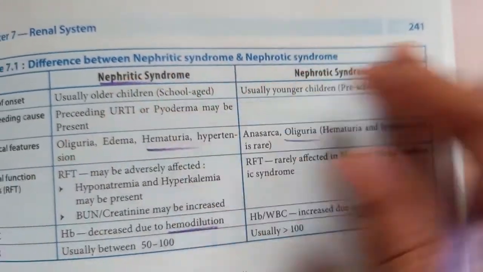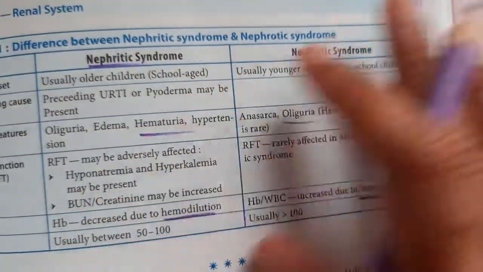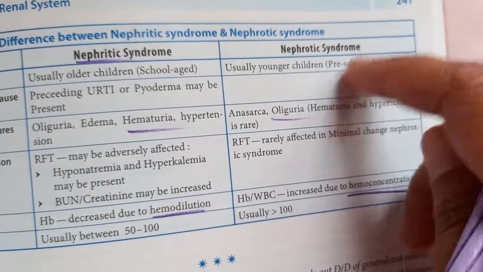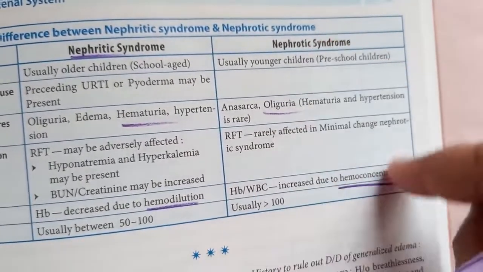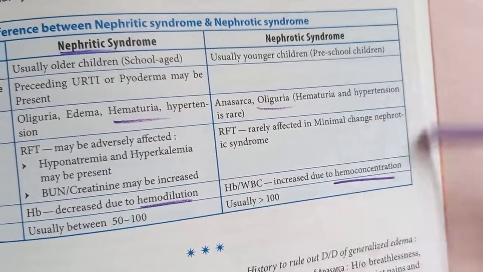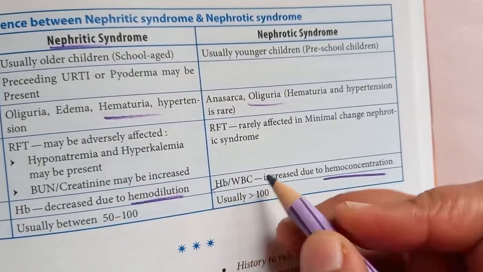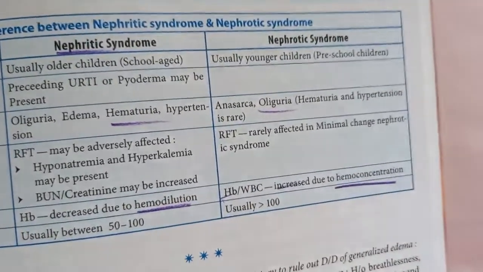Okay, guys, focus here. What is the difference between nephritic and nephrotic? Nephritic is where there is hematuria. Nephrotic is where you have the frothy urine, fatty cast, etc. In this, you have something called as hemoconcentration. Okay, so the hemoglobin increased due to hemoconcentration, they are saying.